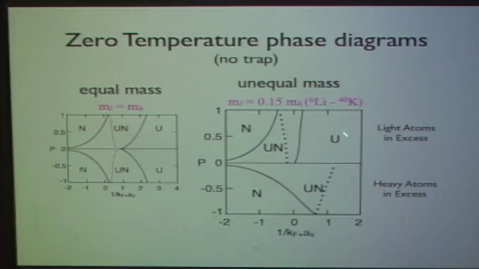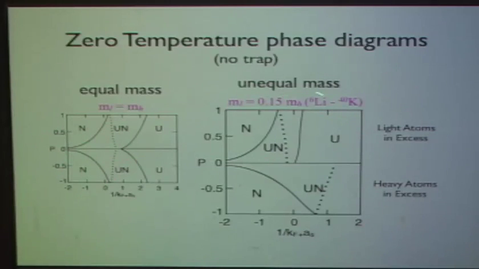So this is the phase diagram at zero temperature in the homogeneous system. I just pick one example of a Fermi-Fermi mixture, lithium-potassium, so the mass ratio is 0.15. As we compare with the equal mass case, the mixture with the same mass of Fermi-Fermi mixture looks symmetric between the positive and negative populations.